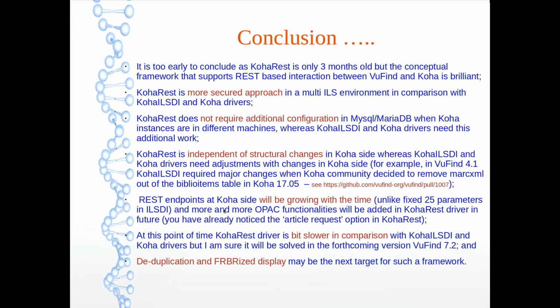Now REST endpoints on the Koha side will be growing with time, unlike the fixed 25 parameters in ILS-DI, and more OPAC functionalities will be added in the Koha REST driver in future. You have already noticed the article request option in Koha REST, and at this point in time the Koha REST driver is a bit slower in comparison with the Koha ILS-DI and Koha drivers, but I am sure that it will be solved in the forthcoming version of VuFind 7.2. But deduplication and FRBR display are not there presently, so it should be the next target for such a framework.